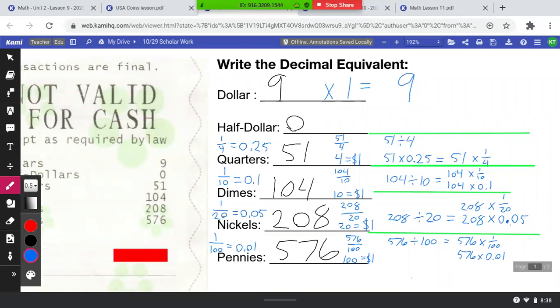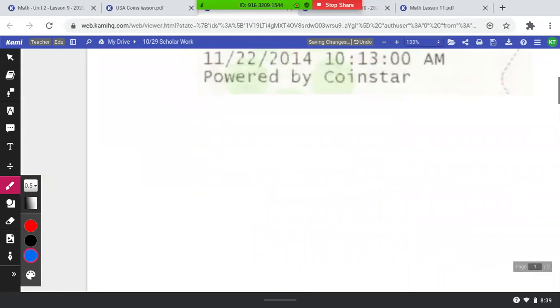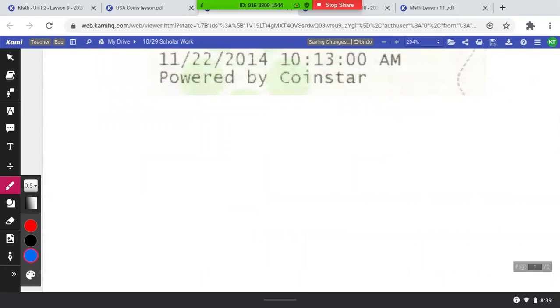All right, so let's go on and start doing some math. Let's begin with the quarters because the math for the dollars is done. We have $9. Okay, so let's go into quarters. We are going to be dividing 51 by 4 or multiplying 51 by 25/100. So I'm going to go down here and I'm going to do both to show you different ways.